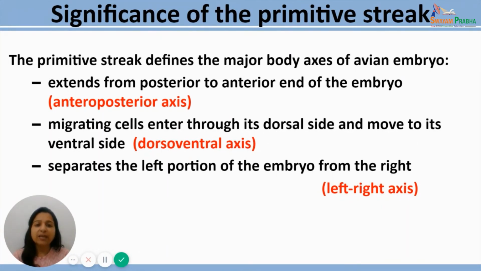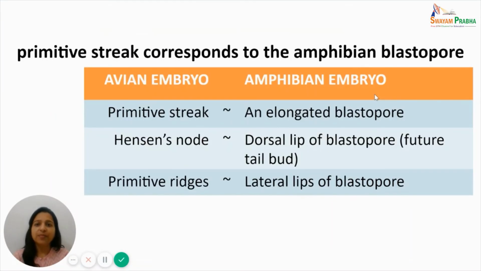The cells which are migrating through the primitive streak will enter through its dorsal side and eventually they will move to its ventral side. So this way, the primitive streak also defines the dorsoventral axis of the embryo. This primitive streak separates the left portion of the embryo from its right, thereby defining the left-right axis of the embryo as well. The primitive streak is considered analogous to an amphibian blastopore also.